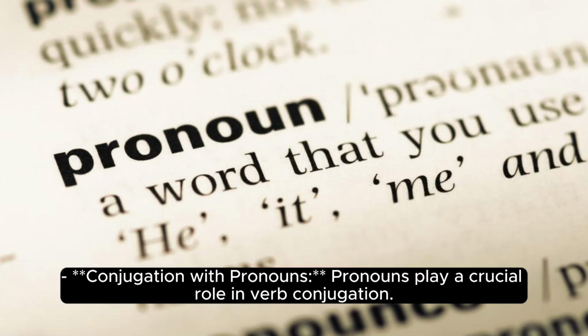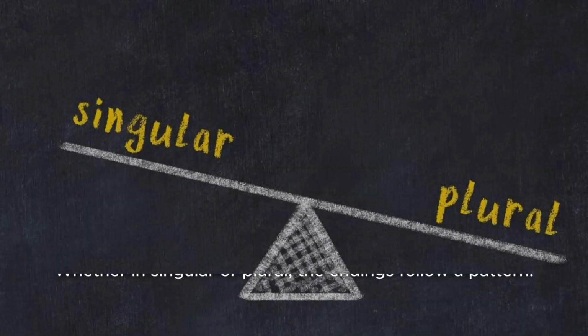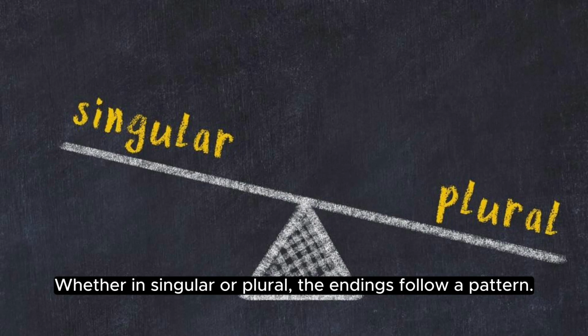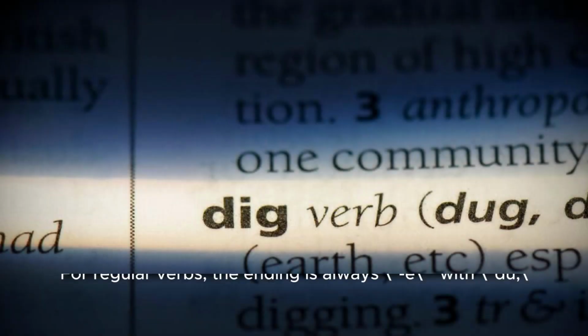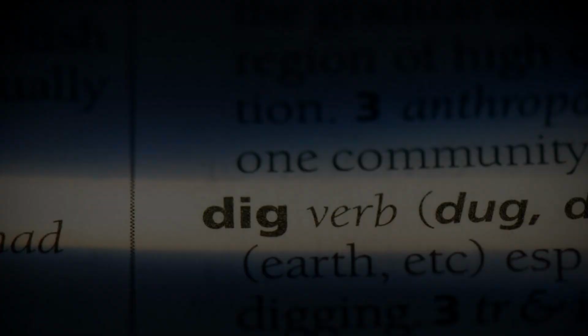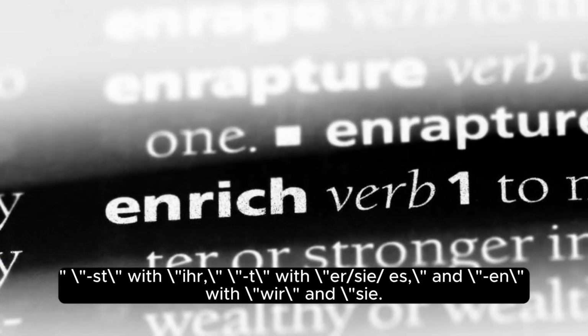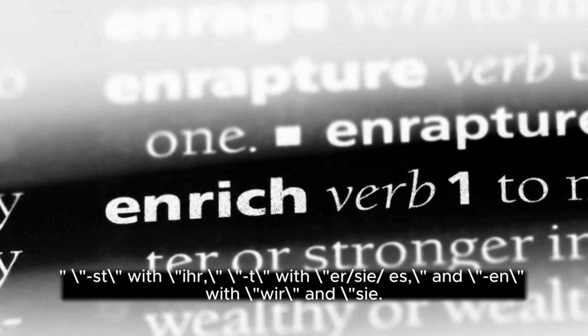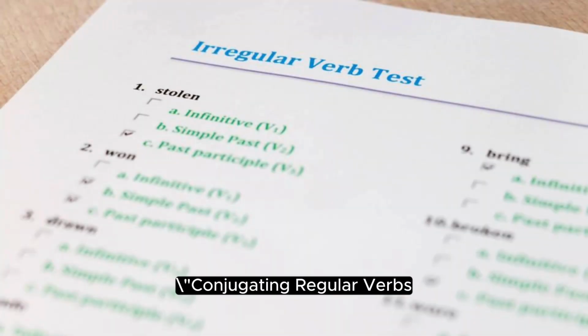Conjugation with pronouns. Pronouns play a crucial role in verb conjugation. Whether in singular or plural, the endings follow a pattern. For regular verbs, the ending is always e with ich, st with du, t with er, sie, es, and n with wir and sie.